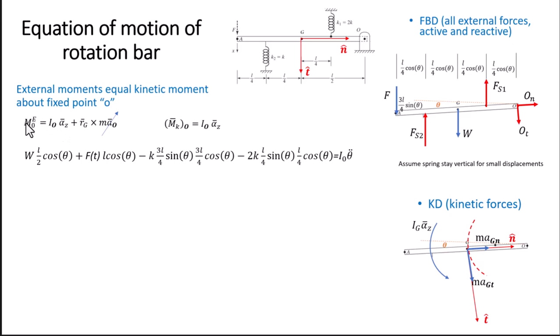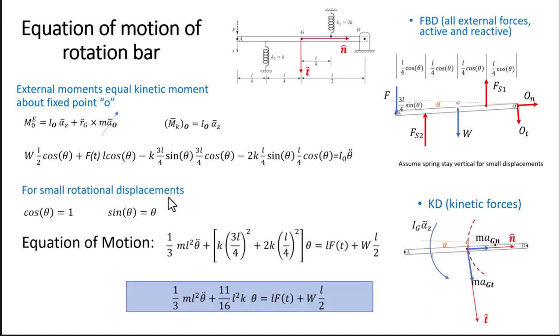The external moments with respect to point O, so we take moments with respect to this point. The force of spring 1 will create a moment. The moment arm is L/4 cosine of theta. The moment arm from the weight is L/2 cosine of theta. The moment arm for this force is 3L/4 cosine of theta. And finally, the moment arm for this force will be L cosine of theta times the force right here. And on the other side of the equation, we have the mass moment of inertia with respect to point O times the angular acceleration, which we can write as theta double dot.